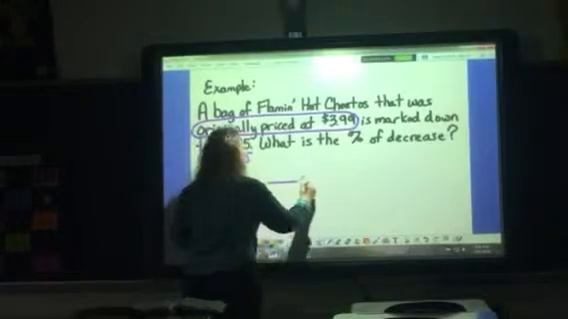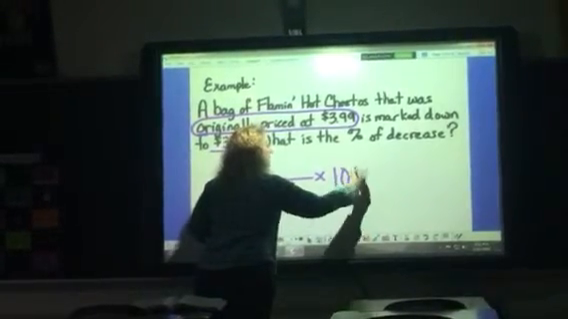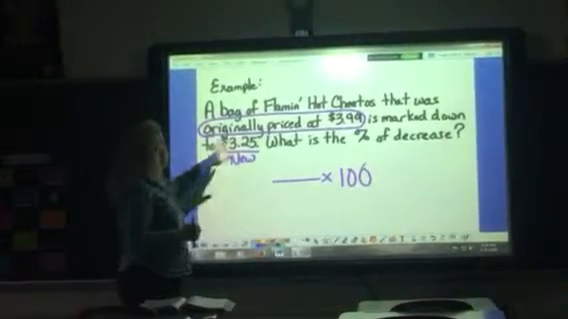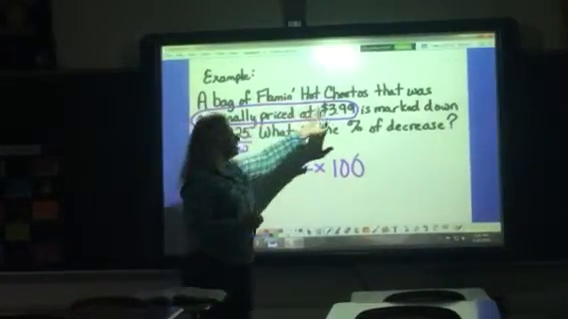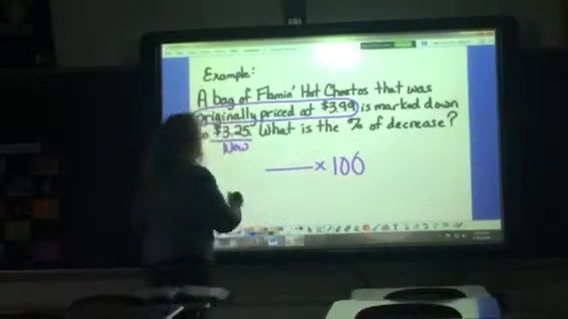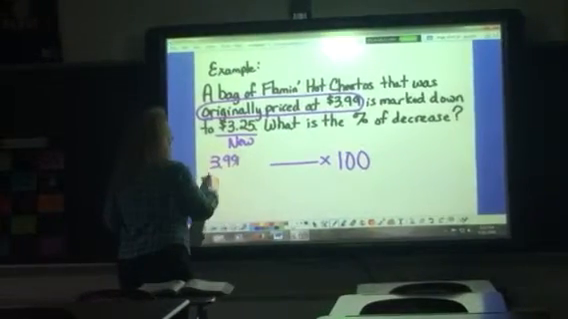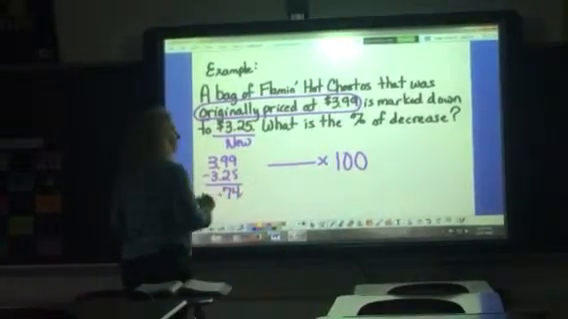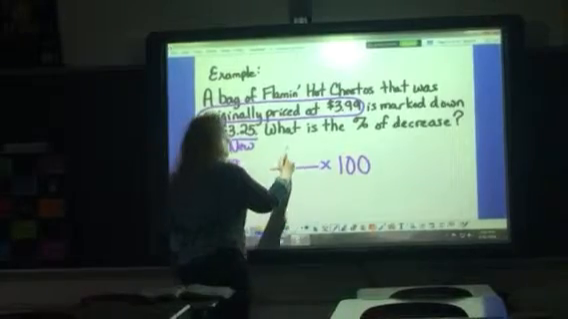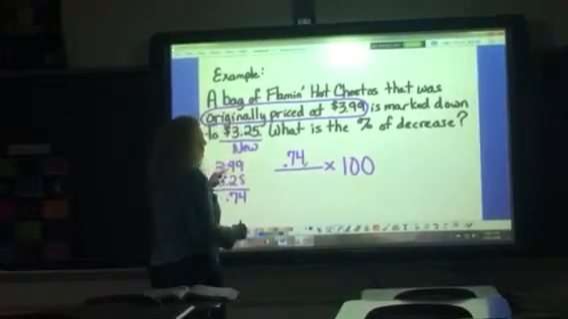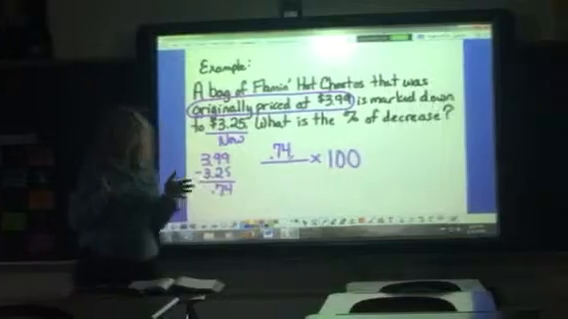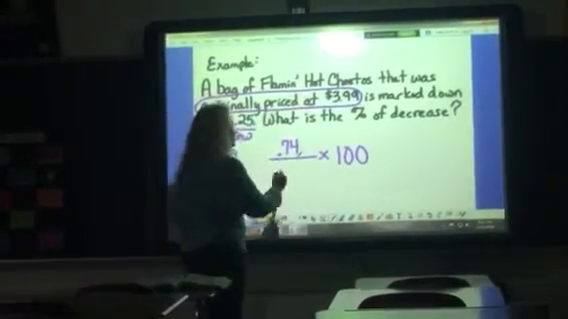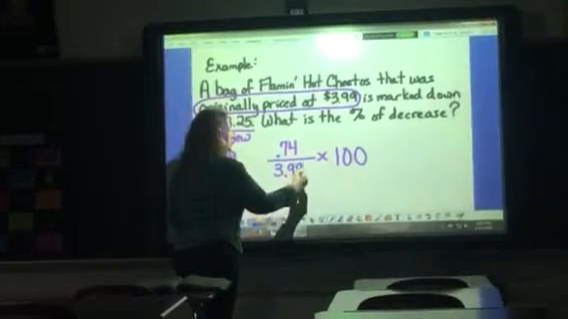So we're going to go ahead and set up our formula. Like I showed you yesterday, I would just go ahead and draw the fraction mark, and then times 100. So here is our newest price, and here's our old price. We're going to take $3.99 minus $3.25, and that is going to give us 0.74. We're going to place 0.74 here, and then we're going to divide it by the original. This is the key thing I told you yesterday that a lot of students mess up on, so be real careful. Originally priced at $3.99. Original is always going to be in the denominator.